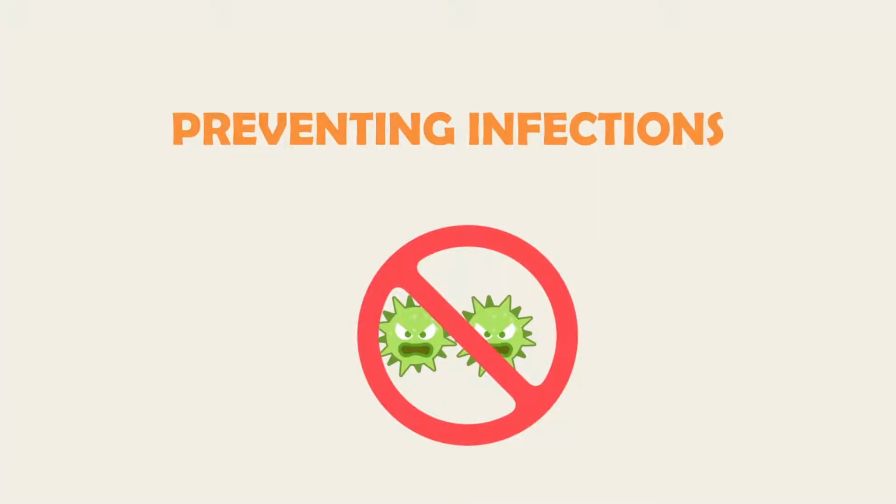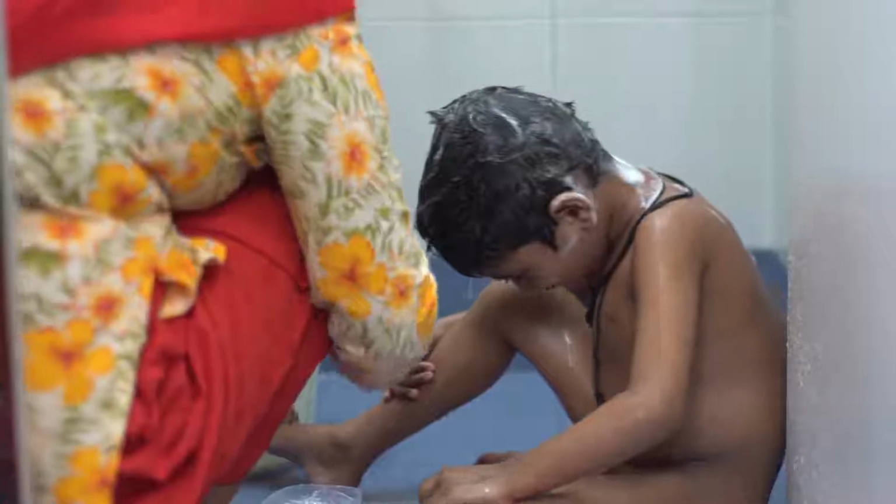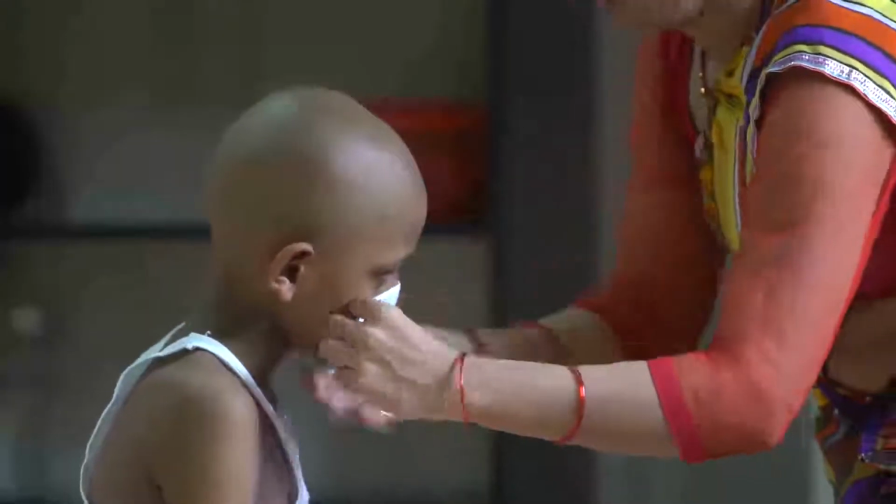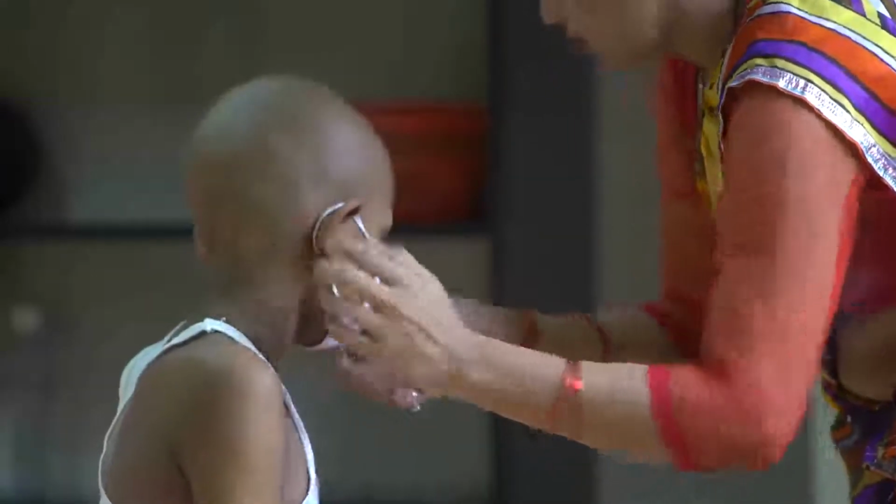Preventing infections. You can take many measures to prevent infections from occurring in the first place. Wash your hands as often as needed and maintain proper body hygiene. Use a cotton mask to cover the child's mouth and nose.